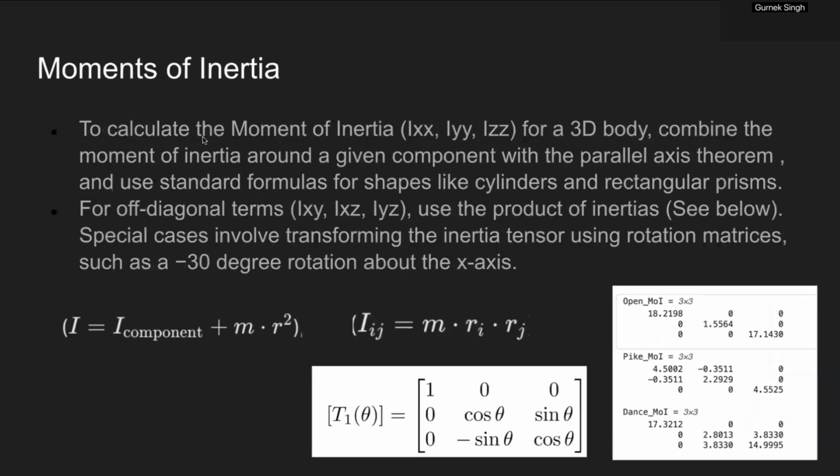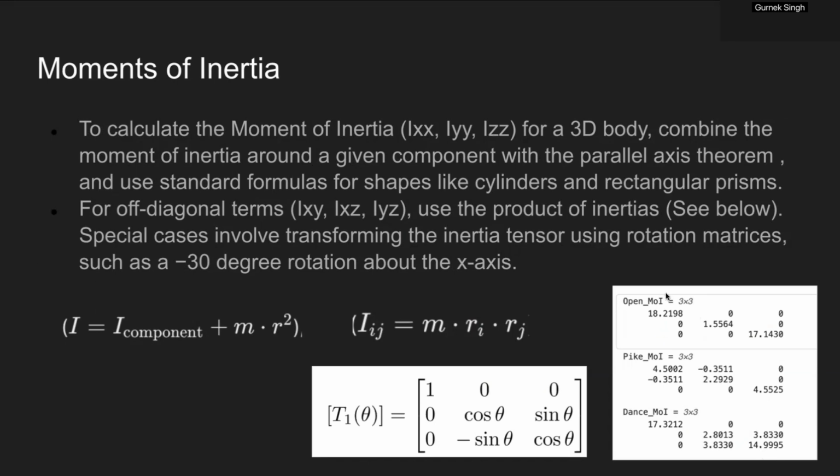To calculate the moment of inertia for a 3D body, we combine the moments of inertia for each given body part, with the parallel axis theorem being shown over here. We use the standard formulas for shapes such as cylinders and rectangular prisms to get the moment of inertia for each singular body part. And that's how we got the diagonal terms, as you can see in the bottom right.